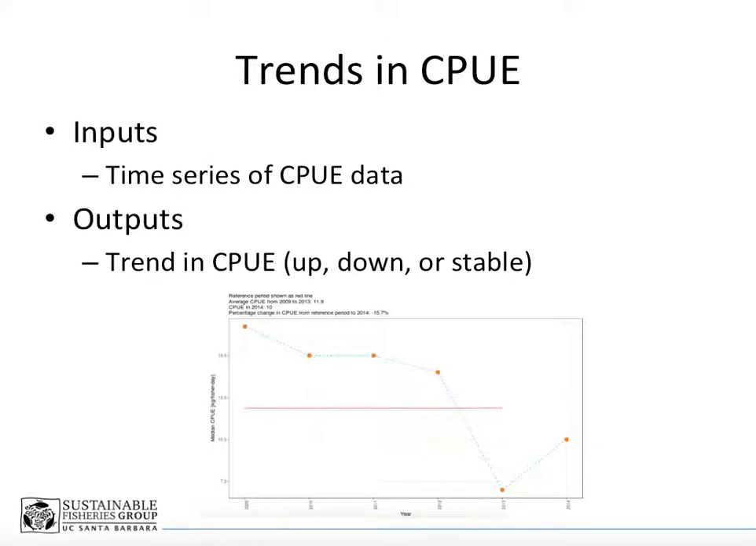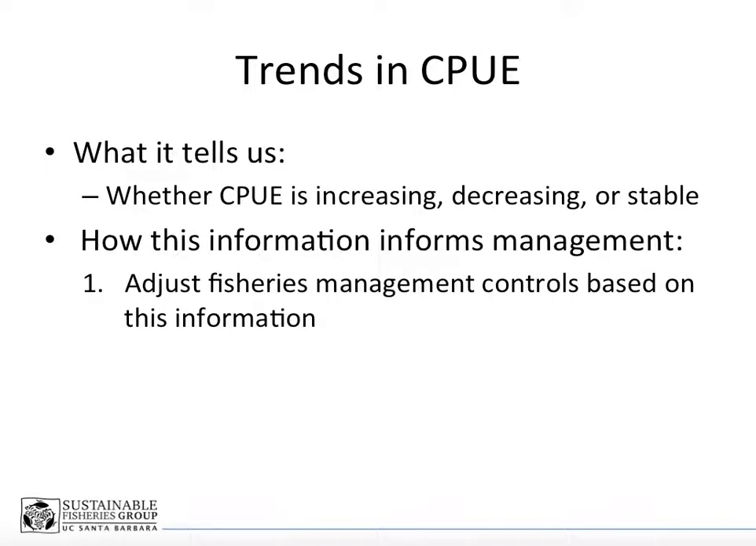Trends in CPUE is very similar. As inputs, we look at a time series of catch per effort data. As outputs, we look at trends in whether it's going up, down, or stable. So again, we can use this information to adjust fisheries management controls to hopefully keep things either stable or increasing.